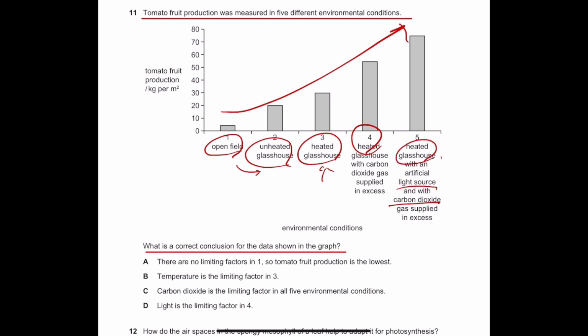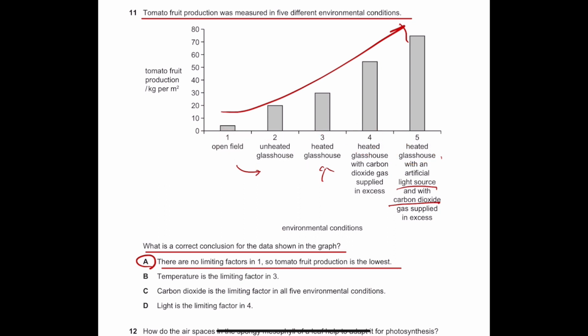Okay. So, let's have a look at the options. A. There are no limiting factors in 1. So tomato fruit production is the lowest. Really, is there no limiting factors in 1? Or it's an open field with no light, of course. There's no carbon dioxide supplied in excess, and there's no measurement of temperature. So all of these affect the photosynthesis of the tomato fruit.